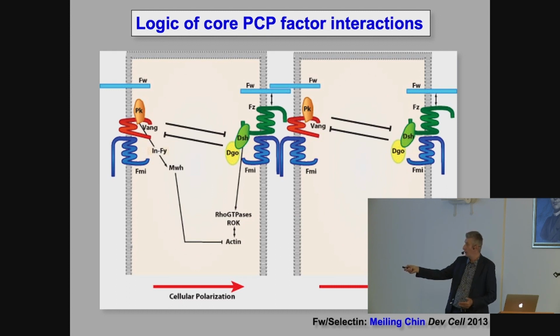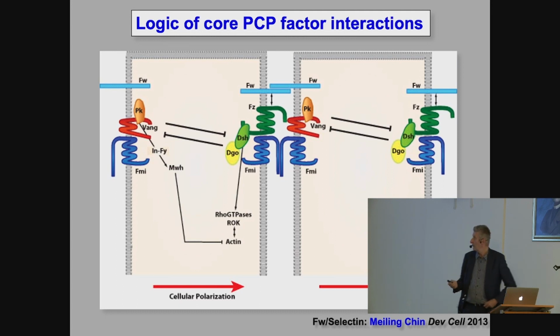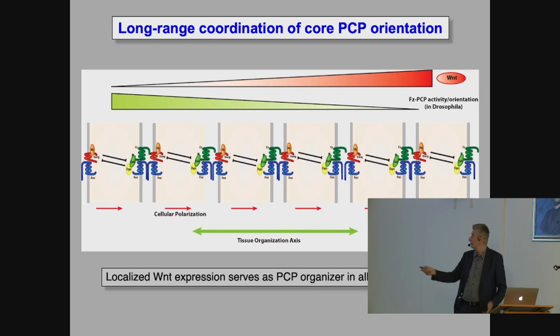The interaction between frizzled and Vang between cells is also stabilized and strengthened by the interaction between the flamingo proteins that associate with frizzled or Vang, which then also propagates the signal from cell to cell and stabilizes these complexes between cells. So you have a stable interaction between cells and an antagonistic interaction within the cell. When you look at the whole tissue, this is a slightly lower magnification view. It's propagated from cell to cell, and the initial bias or cue for polarization comes from Wnt expression or a Wnt gradient that stabilizes frizzled more on one side of the cell.